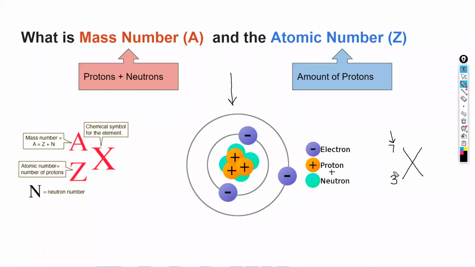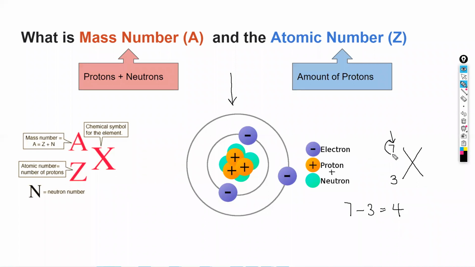Anytime you subtract these two numbers, the mass number and the atomic number, 7 minus 3, we get 4. Whenever you subtract these two numbers, you will always get the amount of neutrons, obviously. 1, 2, 3, and 4.